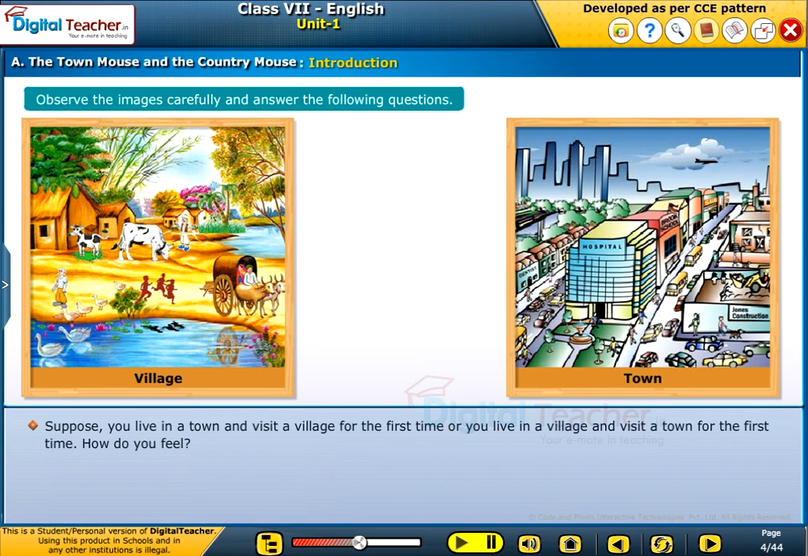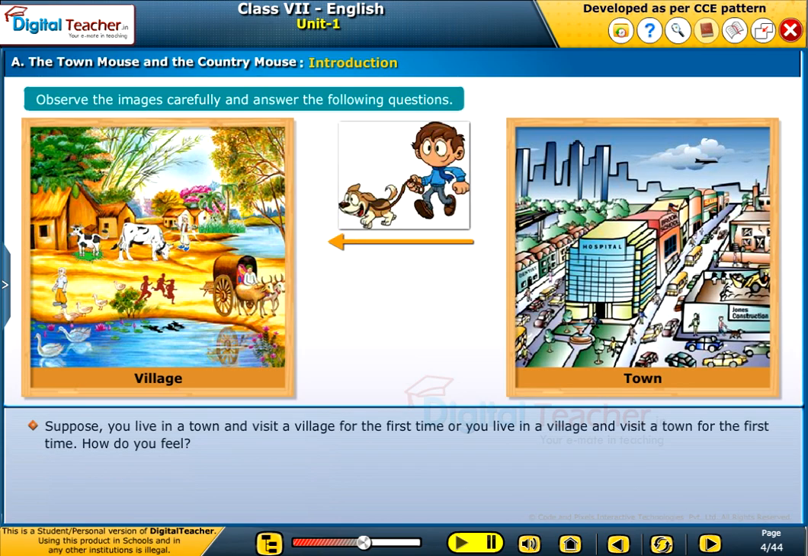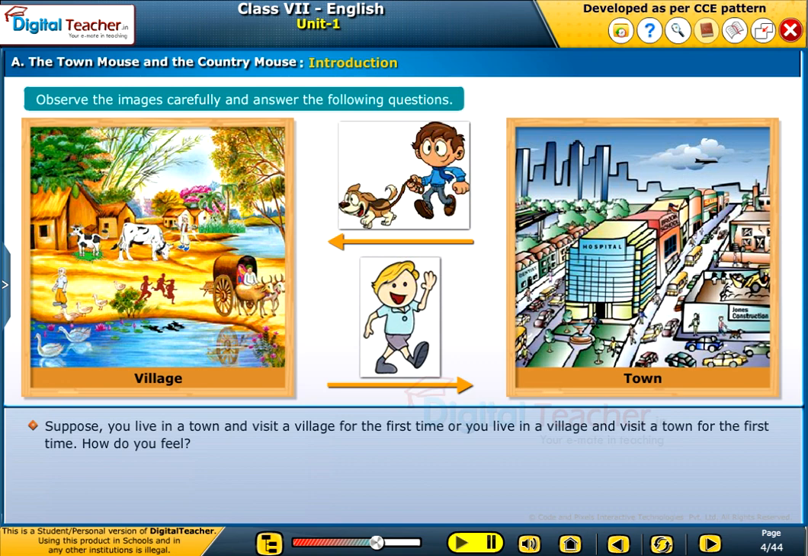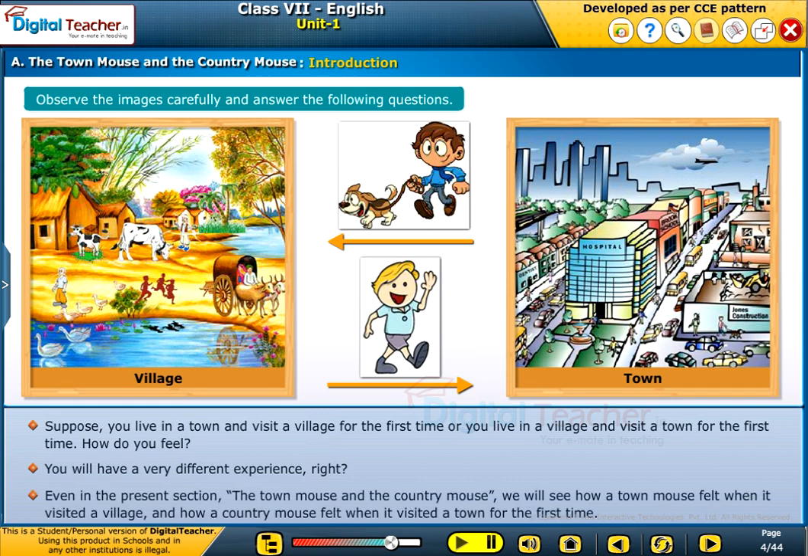Suppose you live in a town and visit a village for the first time, or you live in a village and visit a town for the first time. How do you feel? You will have a very different experience, right? Even in the present section, the Town Mouse and the Country Mouse, we will see how a town mouse felt when it visited a village and how a country mouse felt when it visited a town for the first time.